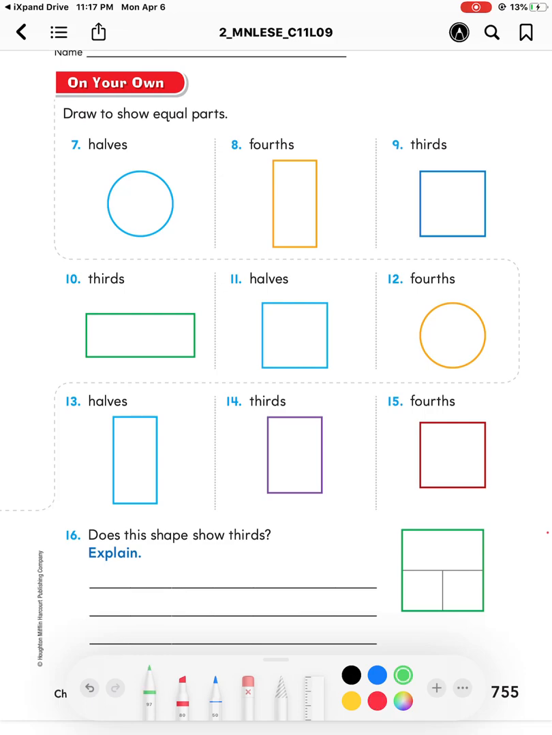Let's start answering together. In question number 7, it says halves. Halves means how many parts? Excellent, 2 equal parts. So in order to divide a circle into 2 equal parts, we can divide it like this. This is correct. Or we can divide it into 2 equal parts like this, okay? Or you can divide it into 2 equal parts like this. All those answers are correct, okay?